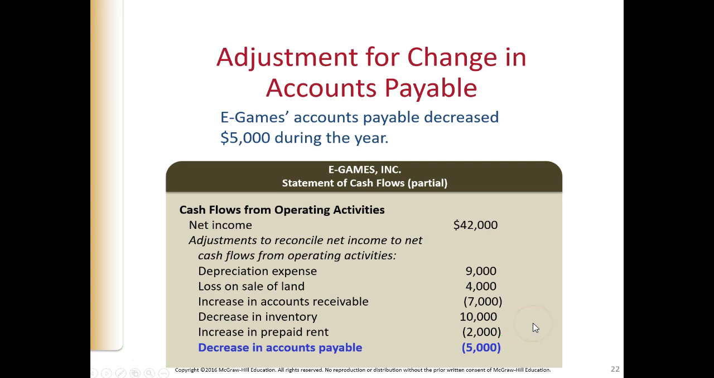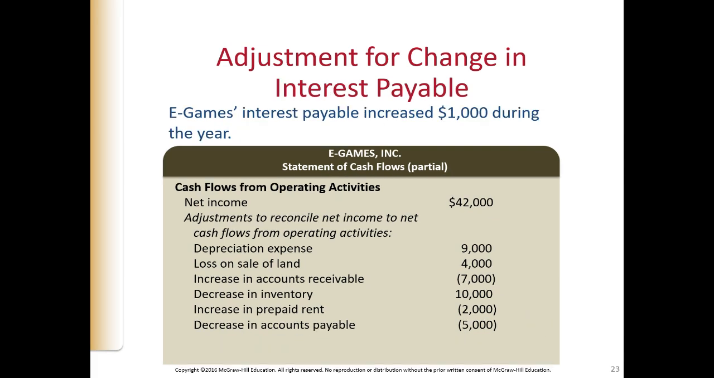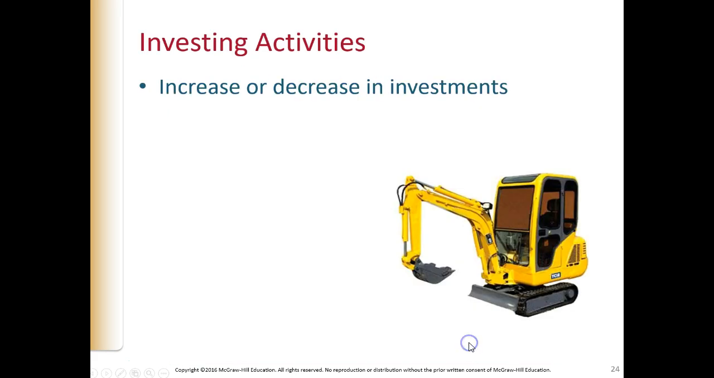Accounts payable went down. The rule here, if that accounts payable account decreases from the beginning to the end of the year, then we subtract the decrease. If we have interest payable, it increased, we add the increase. And that was it. We've gone through all the non-cash current assets and all the current liability accounts. We have finished that section. We'll come back to the statement in just a minute.